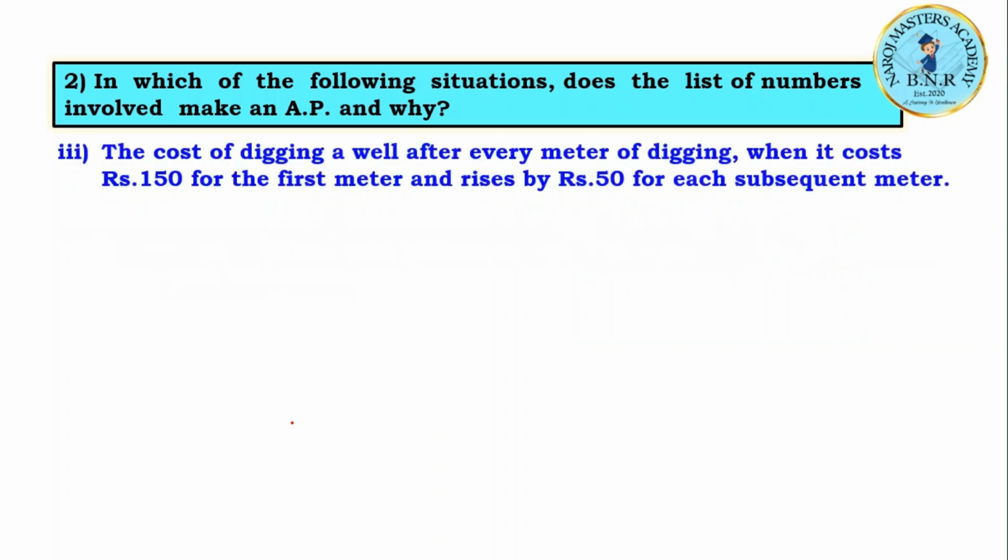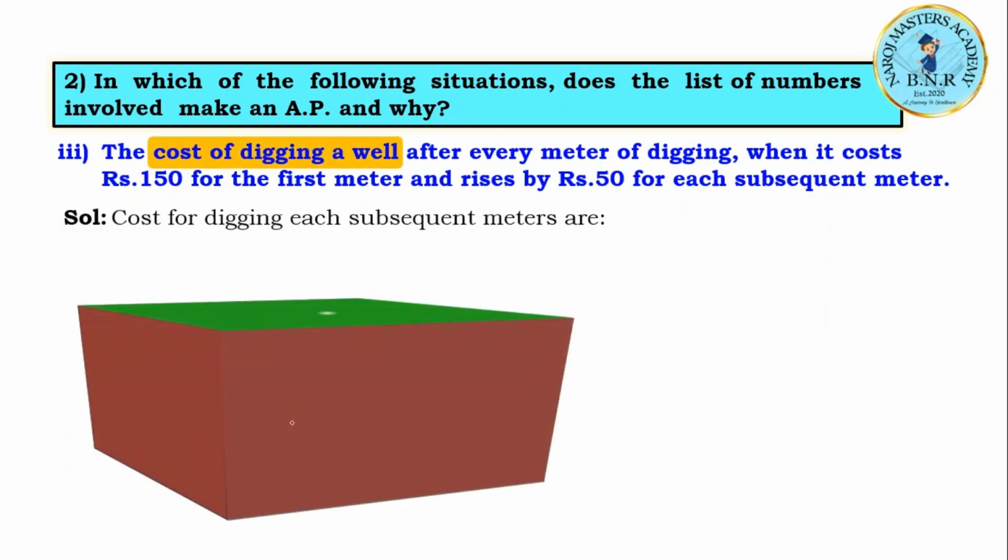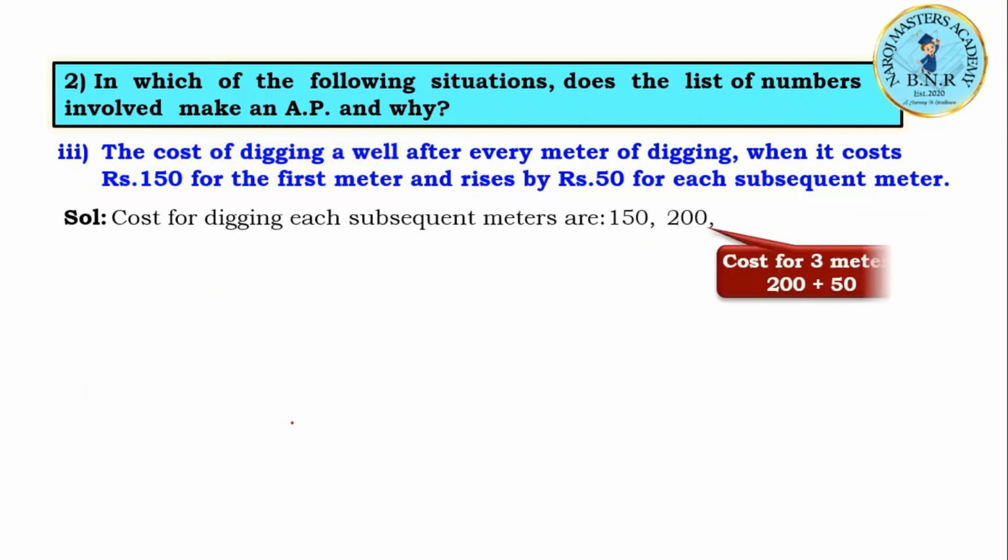The cost of digging a well: it costs Rs 150 for the first meter and rises by 50 for each subsequent meter. Here we can say the first term is 150, and thereafter we add 50 to each term: 150, 200, 250, 300, 350, 400 like that. So it forms an AP because the common difference is the same. The first meter is 150 rupees, and thereafter every meter adds 50 rupees.